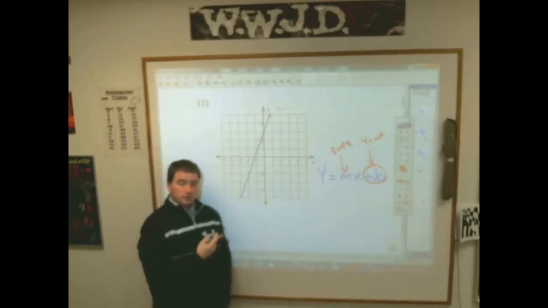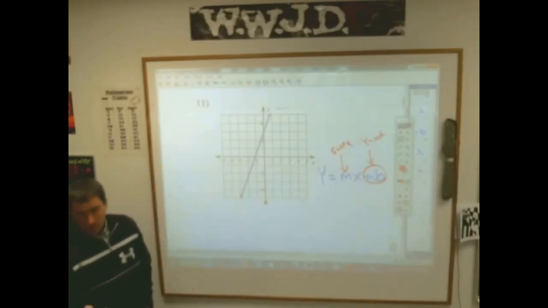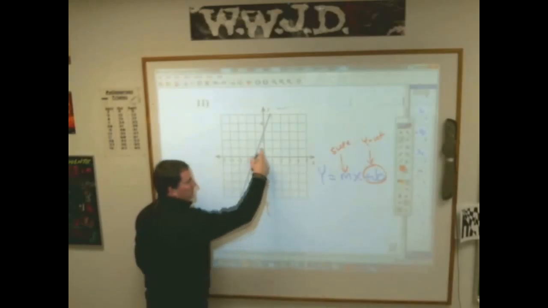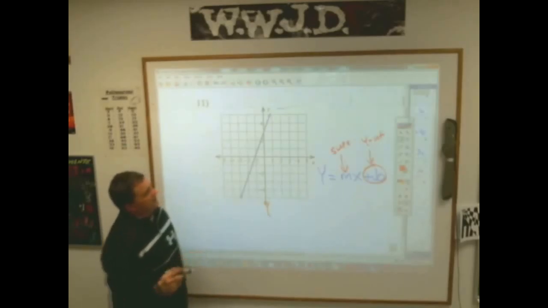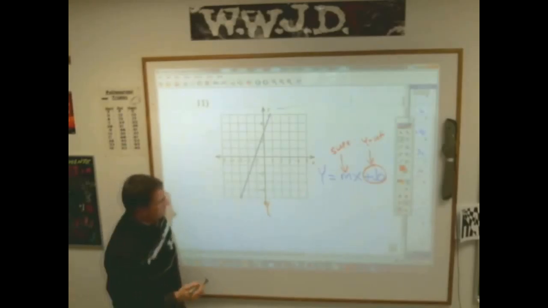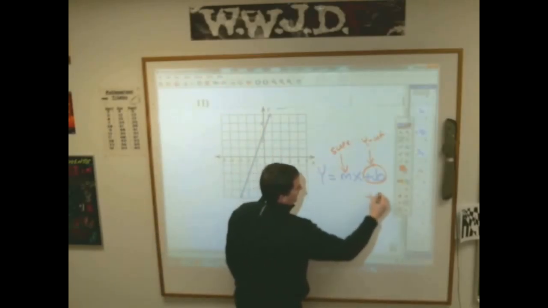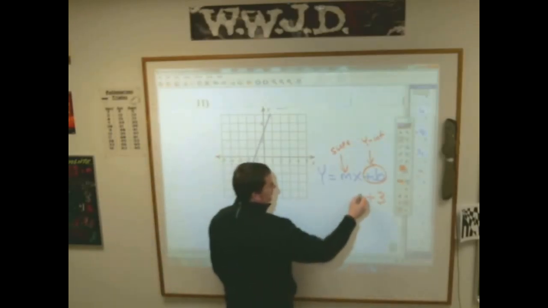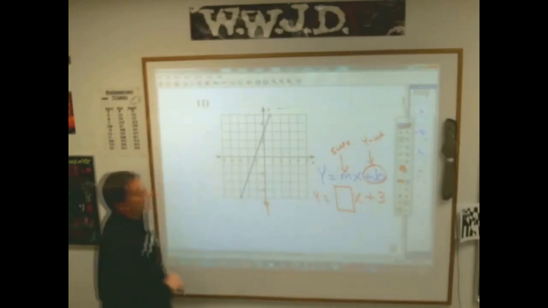If I look at my pretty blue line there, Kyle, it crosses the y-axis at... Again, knowing this is the y-axis, where does this line cross this y-axis? 3. And it's positive 3. So I already know that part. My equation is going to end with plus 3. Most people struggle just a little bit more with what is the slope of that line. And we did this before, so this will be nothing but a review.